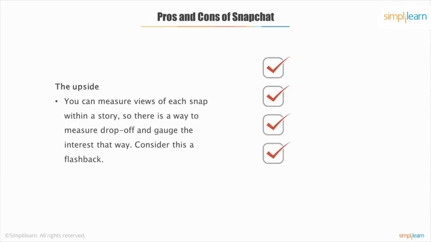Now, the upside of this is that there are some things you can measure. You can measure the views of each snap within a story, and we'll talk more about stories and what they look like in the next section. But you do have some ability to figure out how far into the mix people get, to say what's the drop-off rate, what's the interest in what we're putting out there, and get a feel for what people like and how engaged they are with particular content. Now, again, it's hard to connect it to much more than that. So think of it as a flash in the pan view of your popularity, and that's about it.